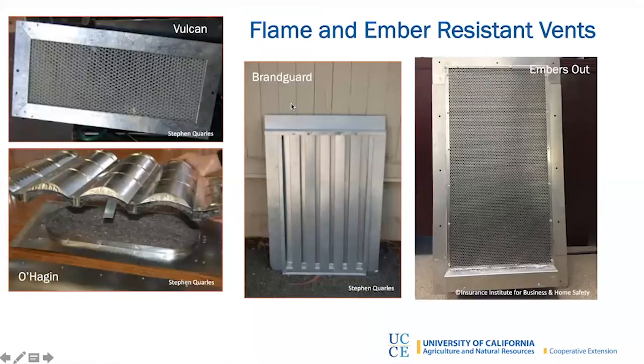Moving on, here are some pictures of the various state fire marshal approved ember and flame resistant vents that are available in California. I've given just the names of all the options that are present. There are four: Vulcan, O'Hagan, Brandguard, and Embers Out. These typically have design features that are present for embers and a different one that's present for flame. Sometimes they're the same, but often they're different.